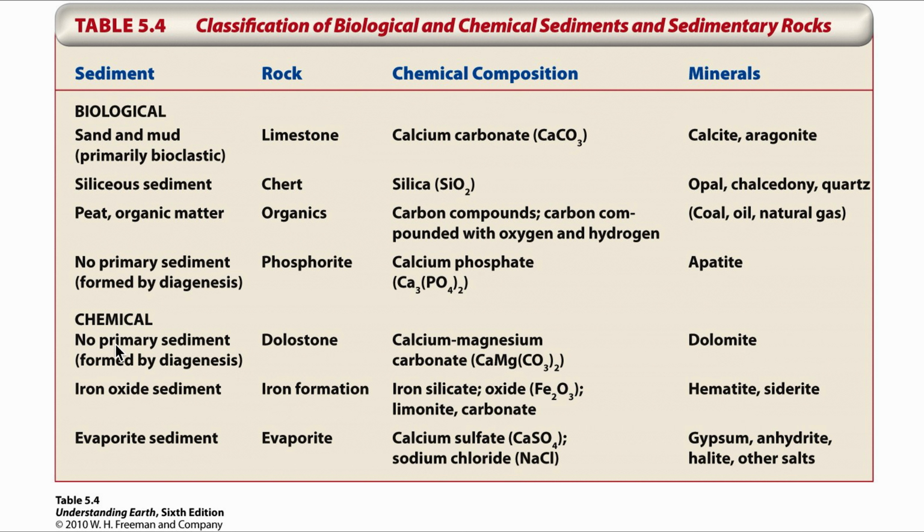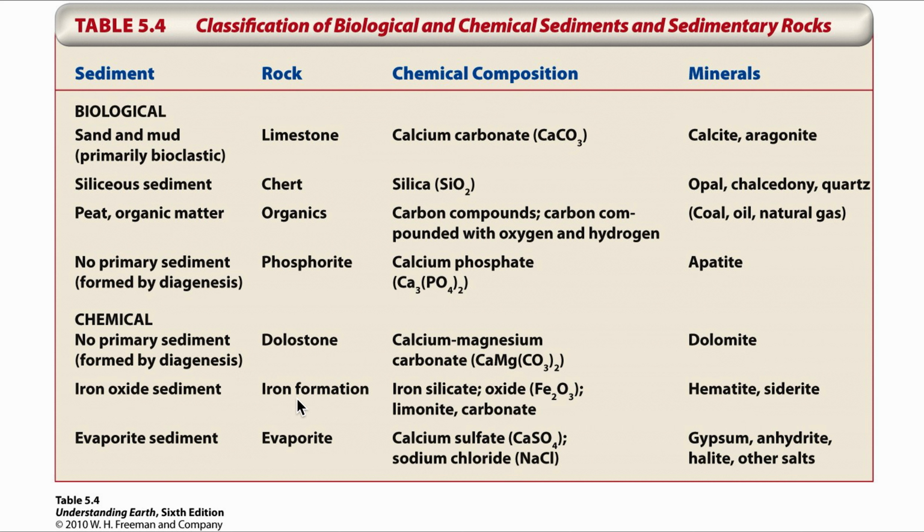Chemical sediments, it says no primary sediment here, that's not true. The primary sediment would be aragonite and calcite grains, as seen up here, that do form limestone. This limestone, over time, is converted into dolostone or dolomite. And the way we do this is we add magnesium to the calcium carbonate. This is done over time under heat and pressure.